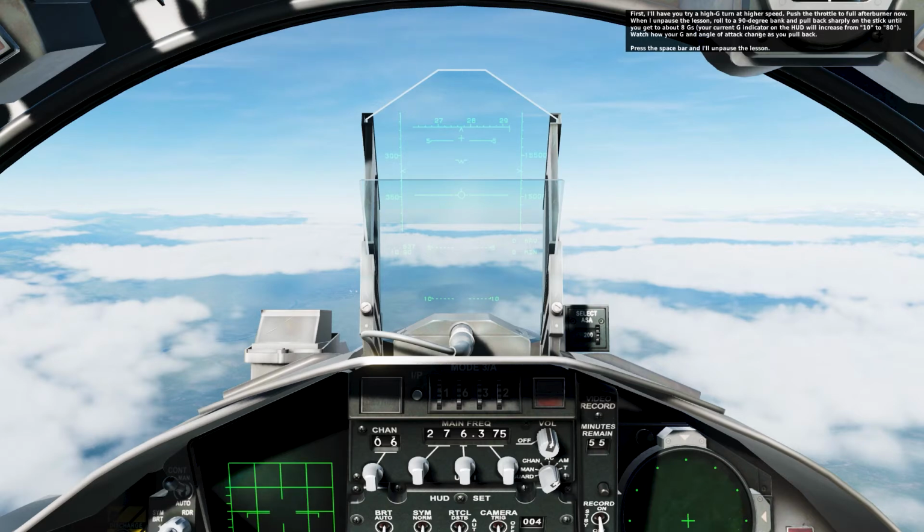First, I'll have you try a high G turn at higher speed. Push the throttle to full afterburner now. When I unpause the lesson, roll to a 90-degree bank and pull back sharply on the stick until you get to about 8 Gs. Your current G indicator on the HUD will increase from 10 to 80. Watch how your G and angle of attack change as you pull back. Press the spacebar and I'll unpause the lesson.